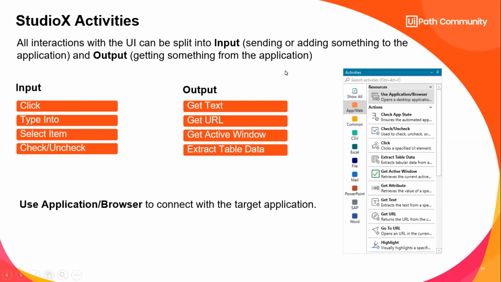Now, one thing that we have to understand here is we have resources in StudioX, which help you to connect with the applications. And once you are connected with the application, then only you can perform these actions on the screen. So for the UI automation, the resource that we use is the use application browser. Again, this is something you can see on this particular picture. And these are the actions that are available if you are connected with that particular application. So these are a few of the examples for the UI automation, which you can use to build your automations.